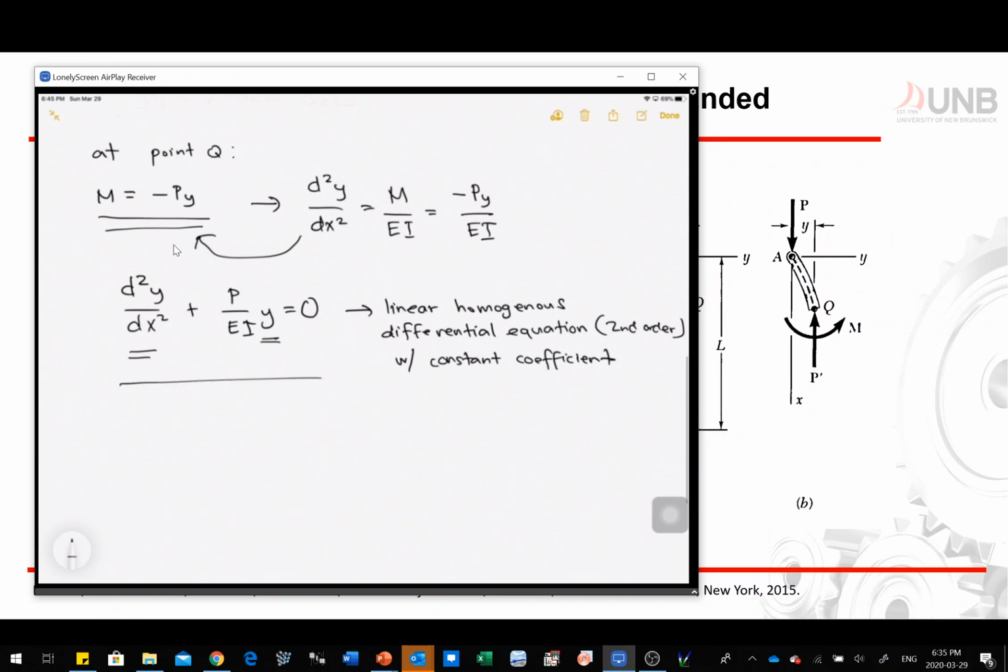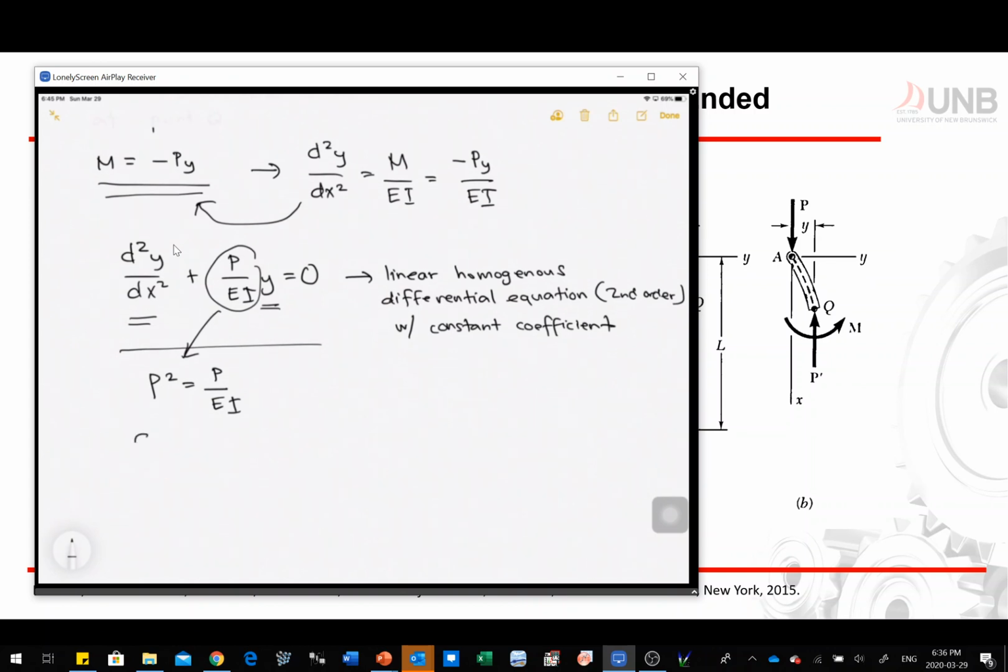Now, we have this equation. We can set our p squared to be P over EI. So we're going to replace this guy right here with p squared. Now we're going to end up with this equation, which is d squared y over dx squared plus p squared y is equal to 0. And this equation right here, it's related to harmonic motion.